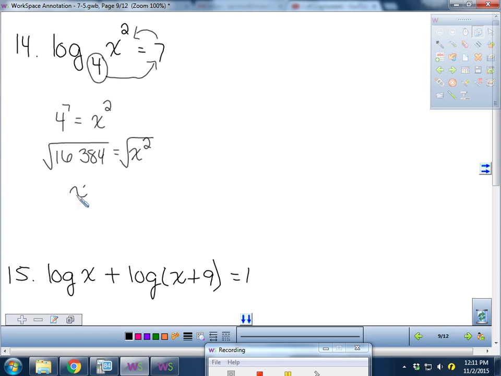So I get x equals 128. I wouldn't take the negative square root because remember when we talked about this, we don't plug in negative numbers. Okay.